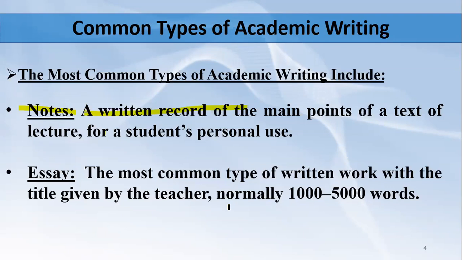Then the second type of academic writing is the essay, which is the most basic, but the most common one. An essay is a common type of written work with the title given by the teacher, normally 1,000 to 5,000 words. Usually our teachers give us topics. Or if you have heard about the essay exam in the CSS exam, competitive exams, over the years students are supposed to write an essay of 5,000 words. So essay is another academic writing.